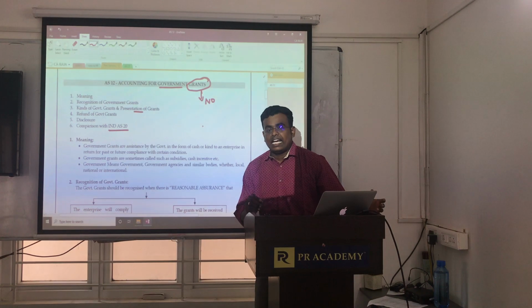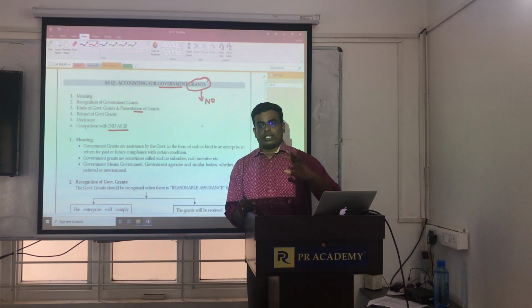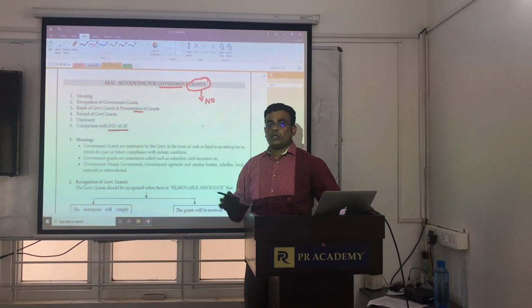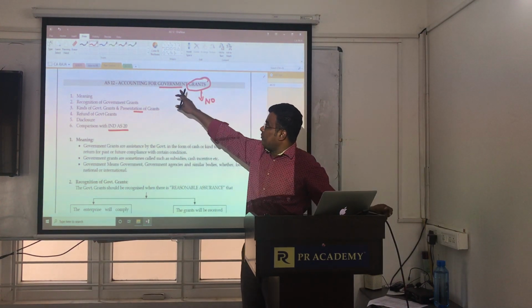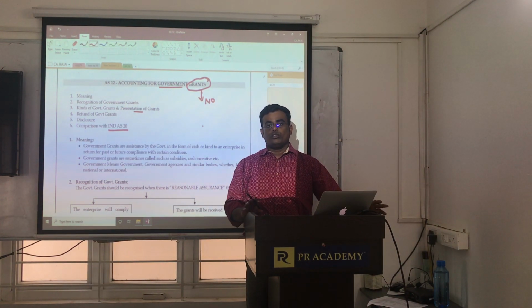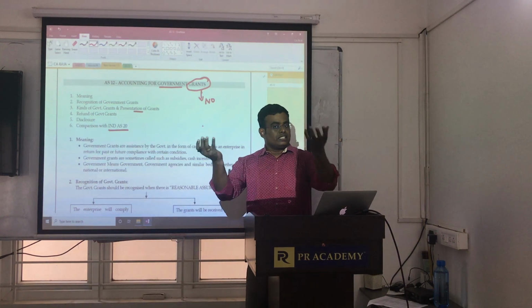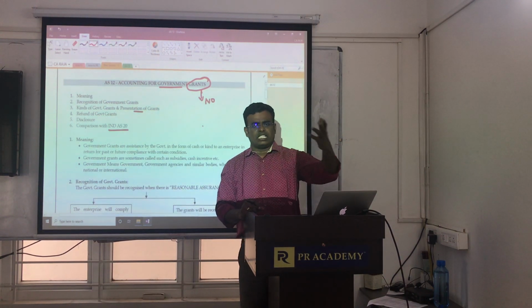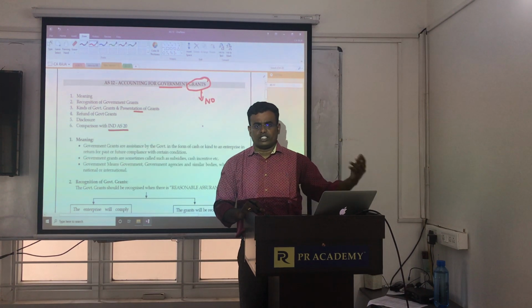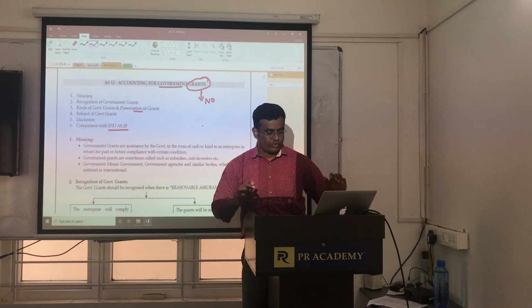The standard talks about the accounting procedure for the government grant. This moreover covers the accounting treatment rather than the meaning of government grant. So we are primarily going to focus on this standard with respect to accounting treatment. If I receive a grant from the government, maybe the state government, central government or a local body, what am I supposed to do with those grants in my books of accounts?